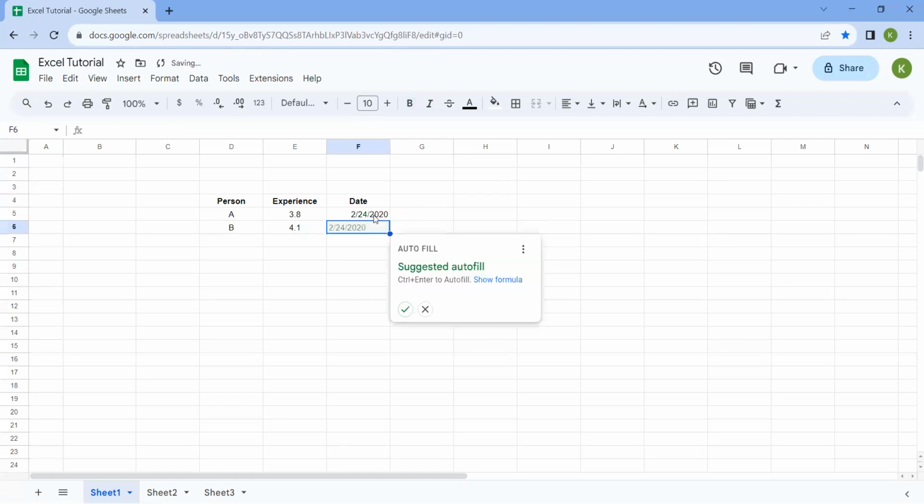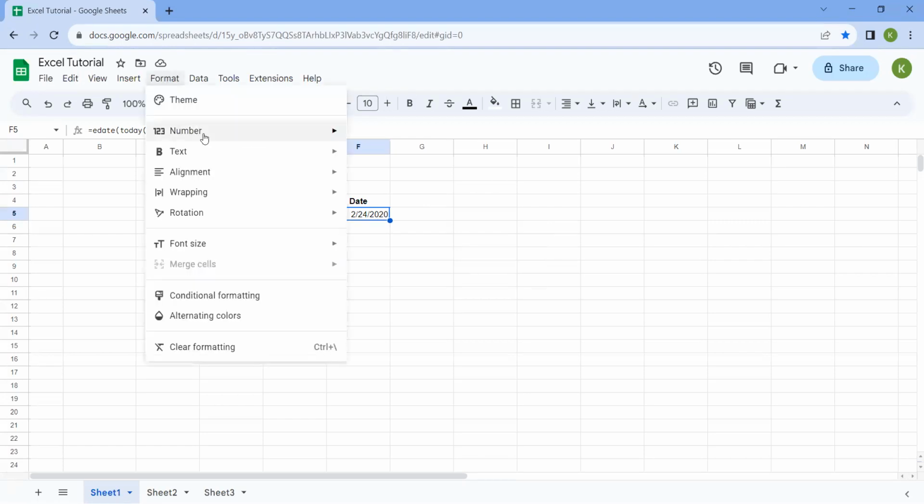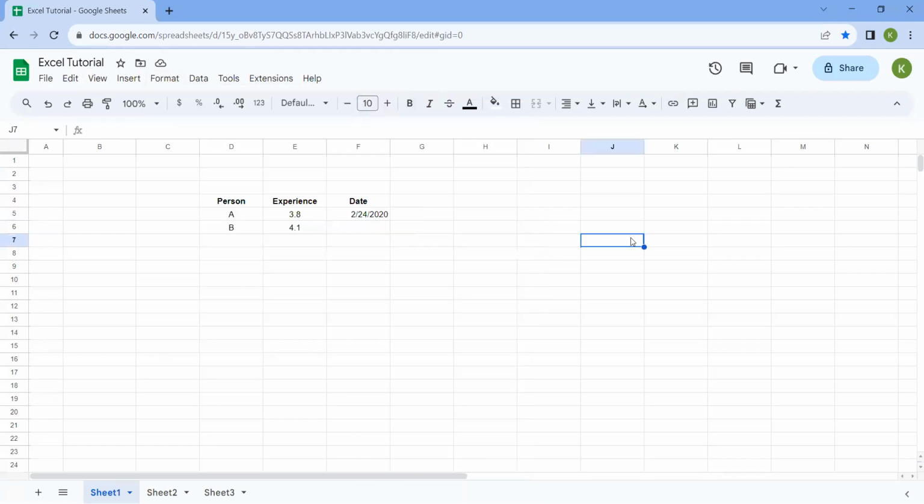By just pressing enter, we will get the date here. The date is February 24, 2020. You can change the format from this format section, and for now I'm going to keep it as it is. Let me show you how it is done one more time.